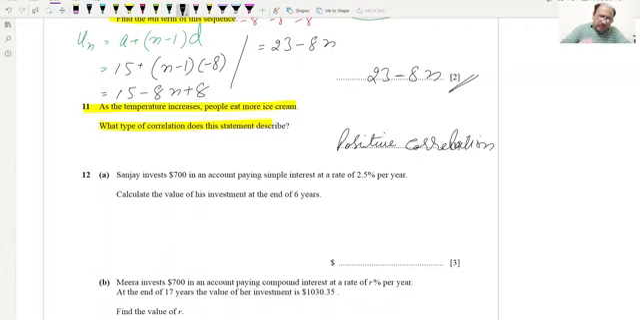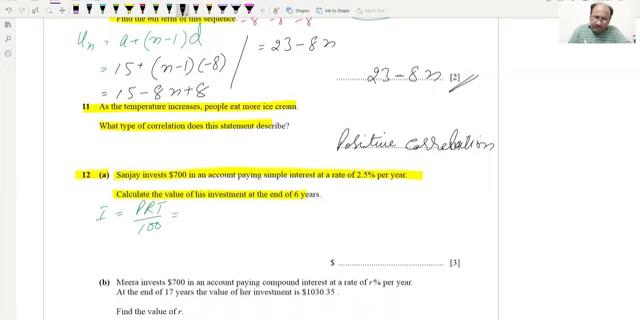Then this is 1 mark part. Question number 12, A part: Sanjay invests 700 in an account paying simple interest at a rate of 2.5% per year. Calculate the value of his investment at the end of 6 years. So PRT over 100 is the formula which we will be using for I, and we can replace values in this.